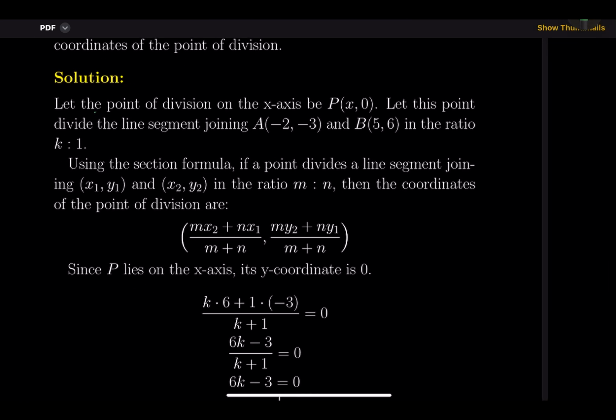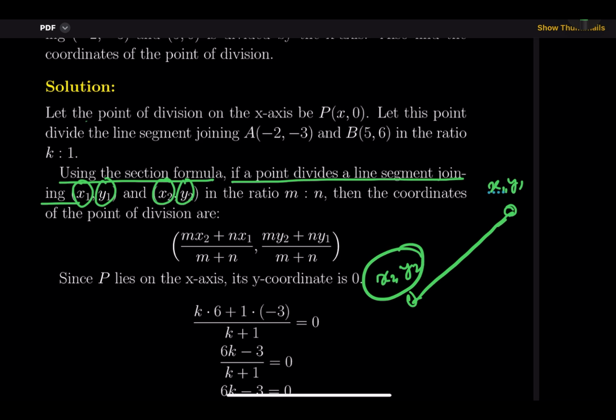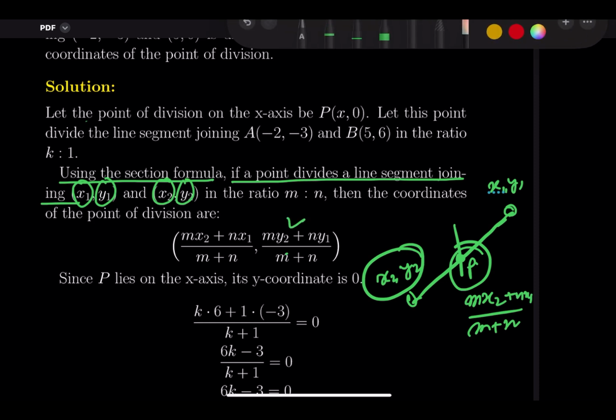Let us do. Now we know the section formula, right? What does the section formula say? If a point divides a line segment joining x1, y1 and x2, y2, and there is a point in the middle, let's say P, then this point P will be x equals (m x2 plus n x1) divided by (m plus n), and y will be (m y2 plus n y1) divided by (m plus n). This is the formula.